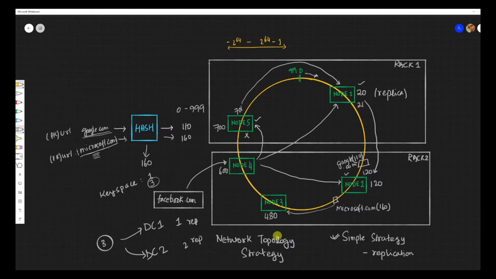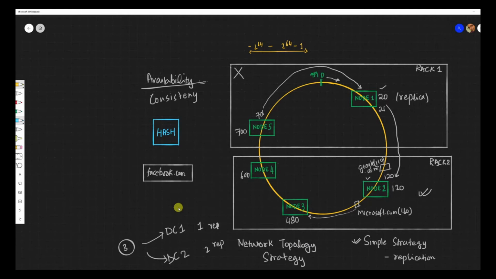So what will happen if this entire data center goes down? My data can still be served from the other data center or from the other rack, right? So this is how Cassandra ensures availability. And the other part is the consistency.